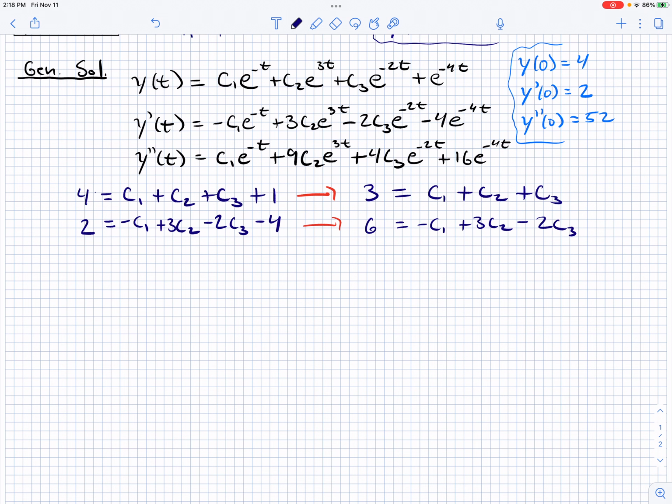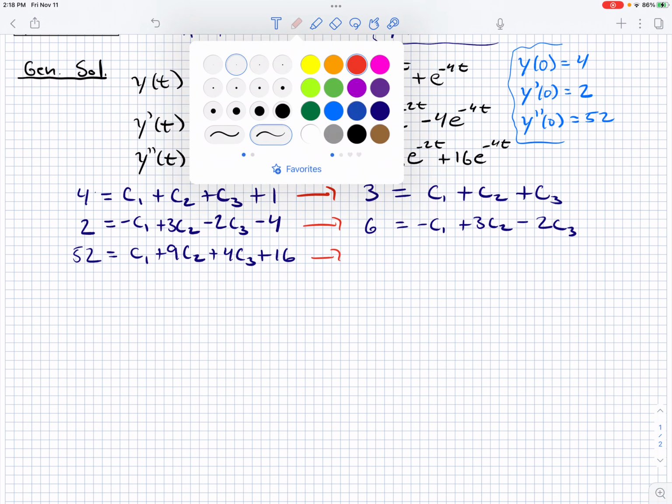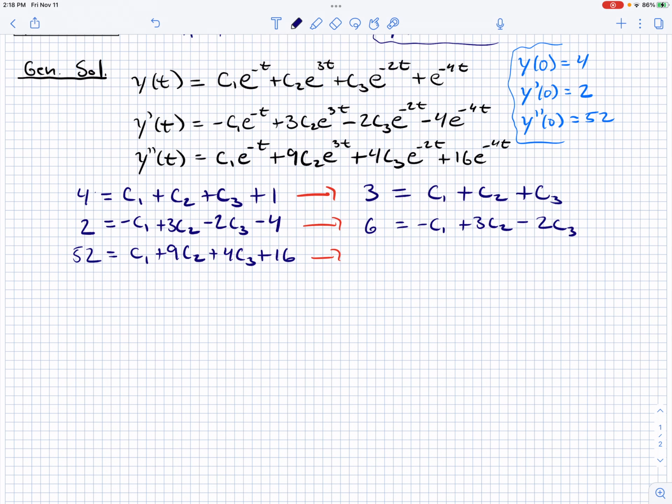And lastly, the second derivative, y double prime of 0 is 52, and that will be equal to C1 plus 9C2 plus 4C3 plus 16. And again, bring the constants all on one side. That will give us 36 being equal to C1 plus 9C2 plus 4C3.